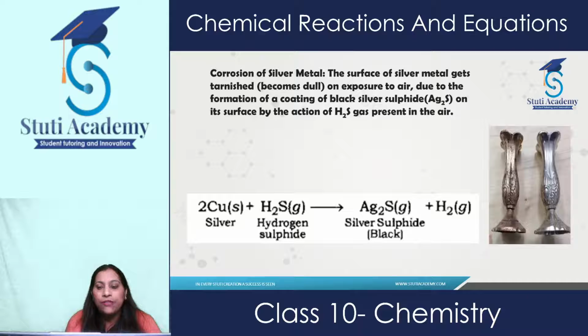So when this silver comes in contact with air, it results in the formation of silver sulfide. And what is present in air which results in the corrosion of silver metal? This is hydrogen sulfide gas. So when silver comes in contact with hydrogen sulfide gas, it results in the formation of silver sulfide and hydrogen gas evolves. It's an extremely important reaction.